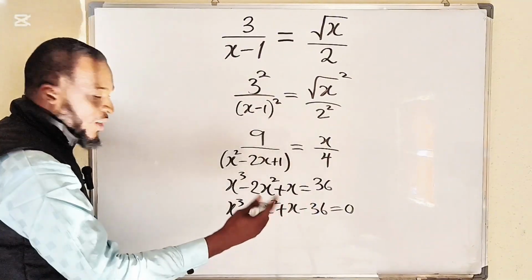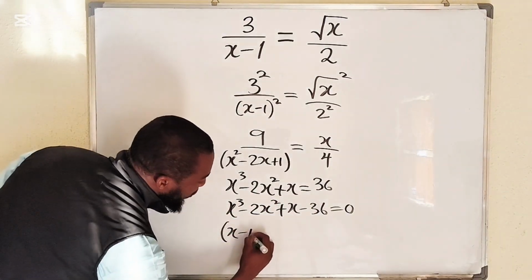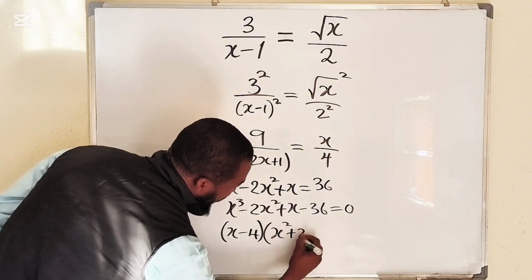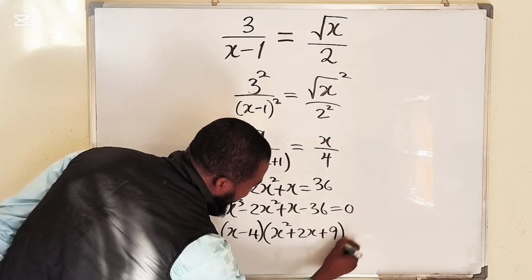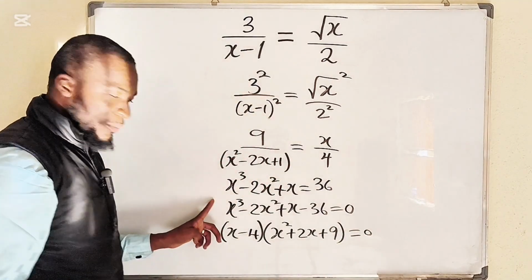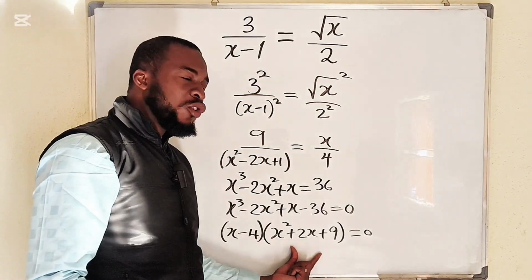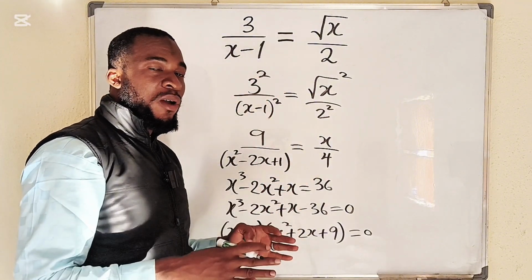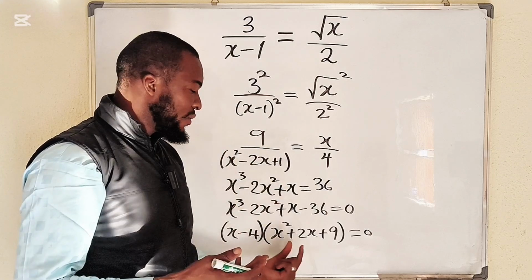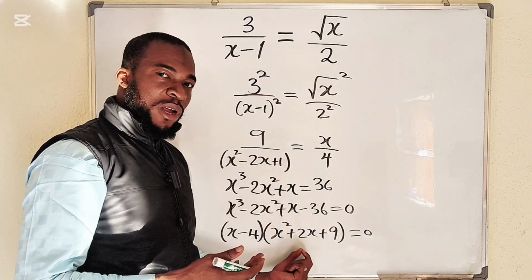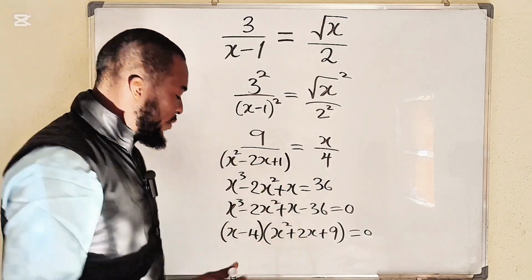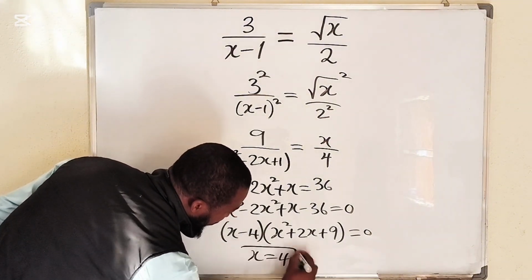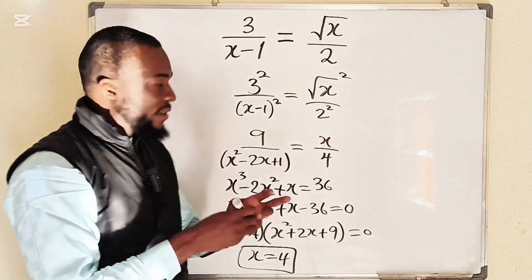If you factorize this, you are going to get x minus 4 multiplied by x squared plus 2x plus 9. This is the factorized form of this. But from here, you're only going to obtain complex solutions. So remember I said we are looking for real solutions. If you would like to find the complex solutions, you can use the general formula for solving quadratic equations. As you take this one to the other side, x will be equal to 4, and this is the only real solution.